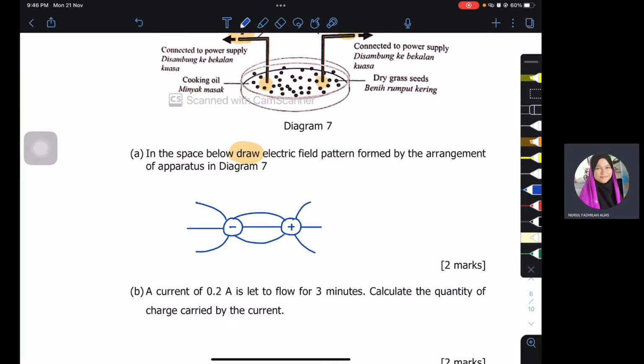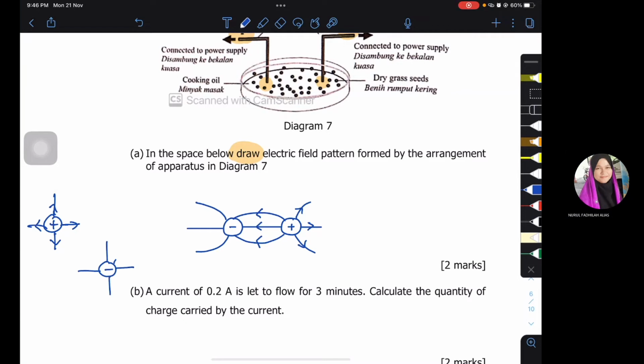Cuma you kena tahu kalau negatif dia into. Maksudnya kan kalau dia positif dia outward, anak panah tu. Jadi out, out, out. Kalau kita ada satu saja elektron yang negatif, dia akan into, like this.